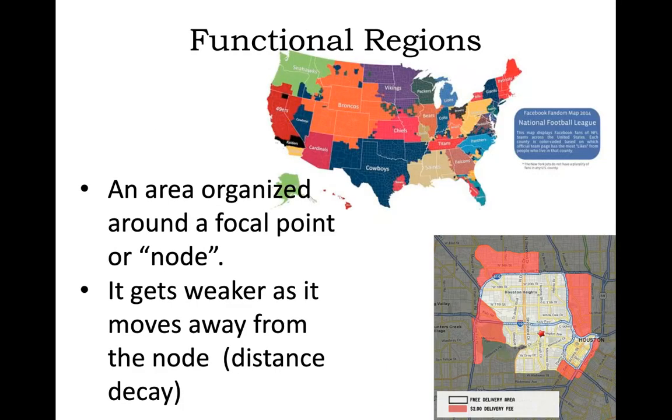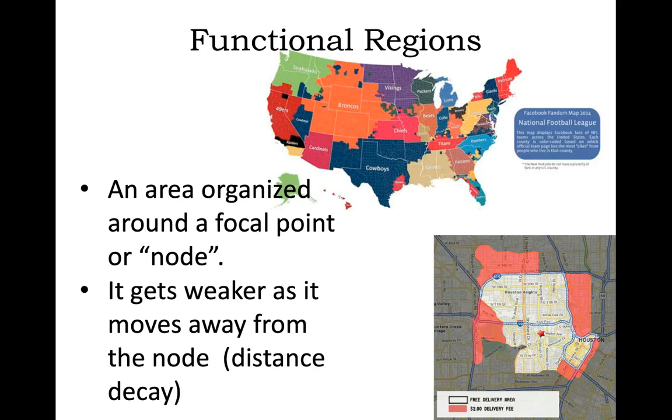A functional region, on the other hand, is an area that is organized around a focal point or a node. Functional regions are often called nodal regions. In these regions, characteristics tend to get weaker as they move away from their node, and this is called distance decay. When I think of functional regions, I think of radio stations. So I listen to radio stations in the Twin Cities, and when I take a road trip down to Iowa to visit my family, I can always tell when I'm getting further away from the Twin Cities because my radio signal starts to go out. And eventually, the radio station that I was listening to won't come in anymore because I'm too far away.